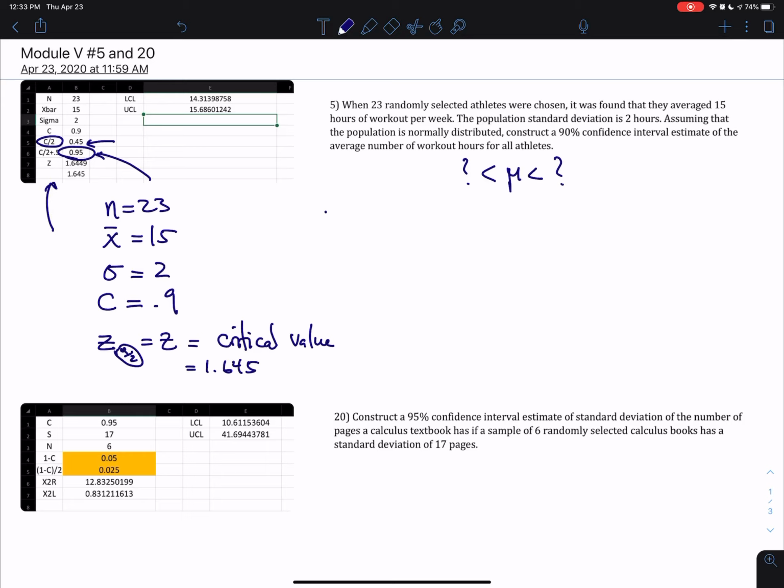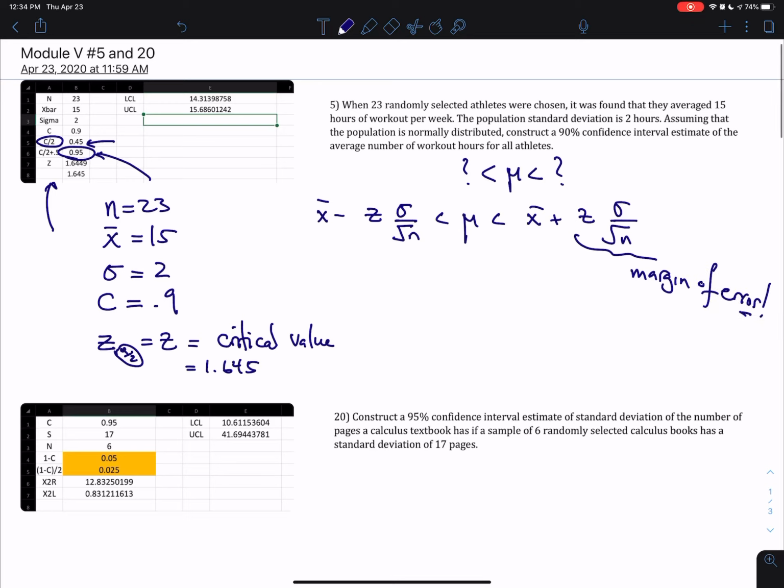Now the formula is x bar minus z times sigma over square root of n, x bar plus z sigma over square root of n, where this is the margin of error. So basically, again, just to say it one more time, you notice that in order to estimate the actual mean of a population, you will use the sample mean that is possible to calculate, because you're only based on 23 people, so it's not an impossible thing to do.